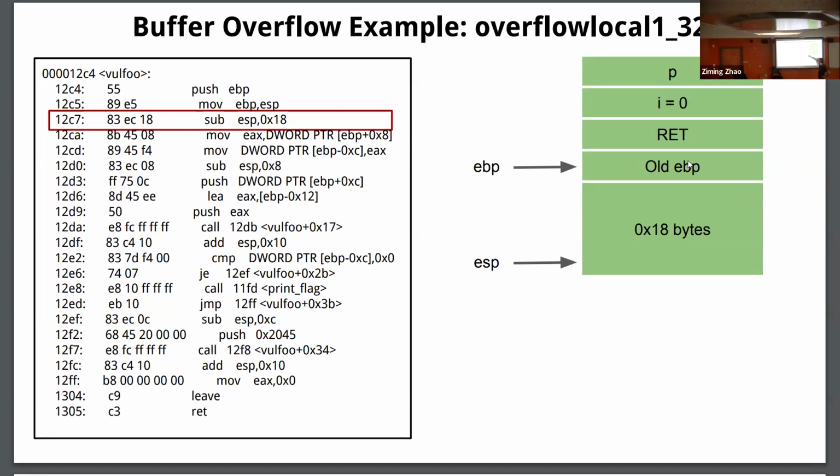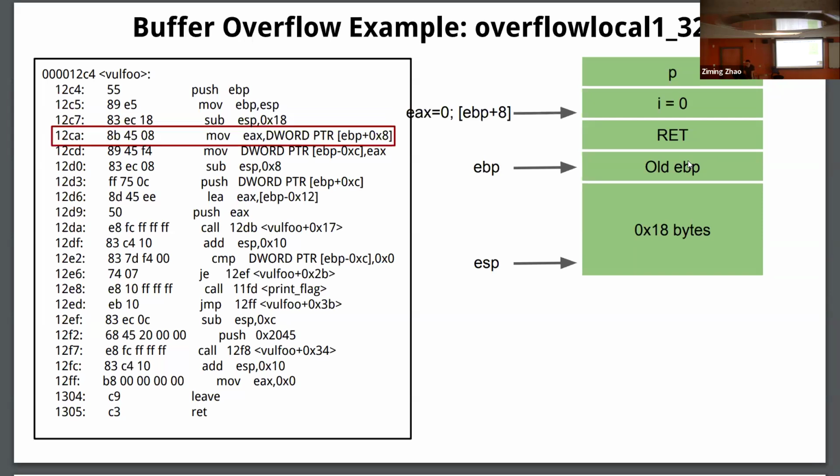Then ESP will move down. How many is this? This is like 24 bytes, right? 18 in hex is actually 24 bytes. EBP moves here, ESP moves here, points to here. So this is the prologue I've been talking about, those 3 instructions. Right? Push EBP, move ESP to EBP, subtract something.